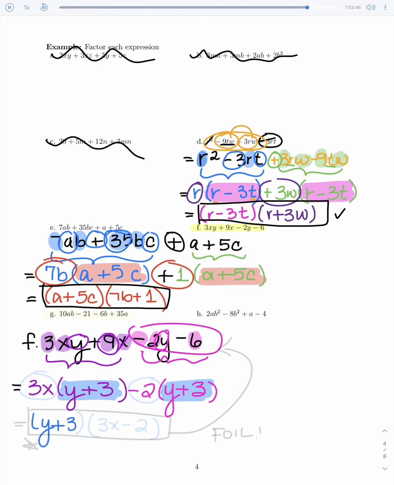The y plus 3's both have parentheses, so that when I pull them out, they'll still have the parentheses. And whatever's left over will go in another set of parentheses because they're leftovers. We'll have left over the 3x and the minus 2. And that is going to be our final answer. Now notice that if you wanted to double check that this is indeed the same thing that we started out with, you can. You just need to FOIL it out. And that is our final answer.